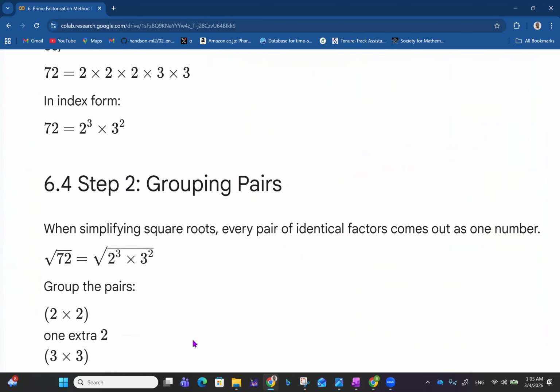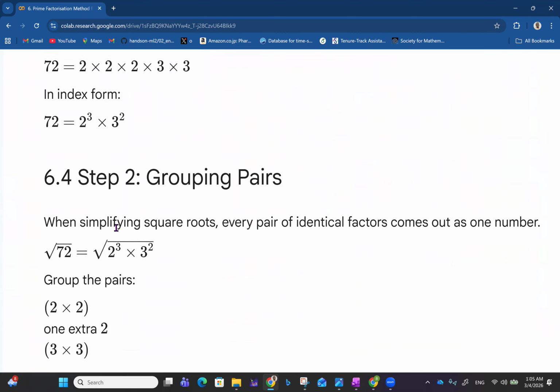So after you do the factor tree, the next thing you want to do is to group in pairs. When simplifying square roots, every pair of identical factors comes out as one number. For instance, for 72, the square root of 72 is the square root of 2 raised to power 3 times 3 raised to power 2. So if you group in pairs, you have 2 raised to power 2, and then you have an extra 2, and then you have 3 raised to power 2.